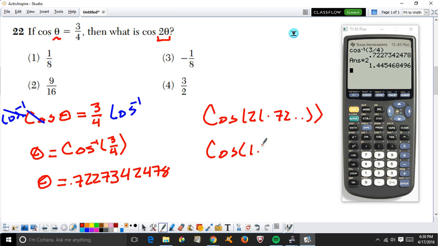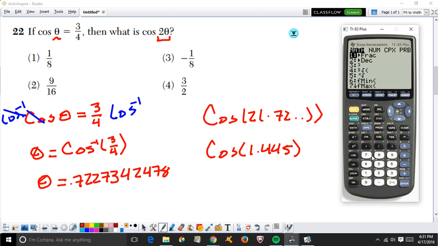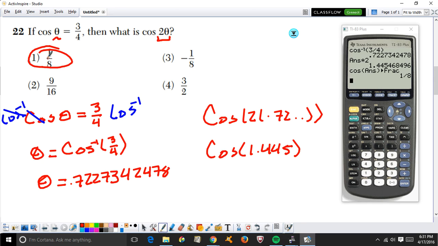So now we know that inside we have the cosine of 1.445. So let's find out the cosine of this. Now I'm going to press cosine, and I'll press second answer. Again, when I do that, the answer is going to be the number that we calculated previously. We want our answer in fractions, so we're going to put math, fraction, and enter. So we see that our answer is 1 divided by 8.